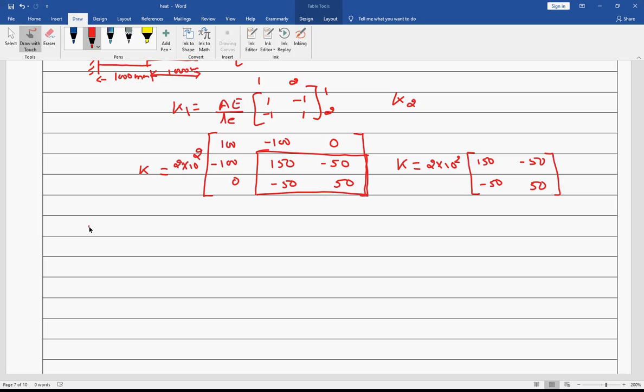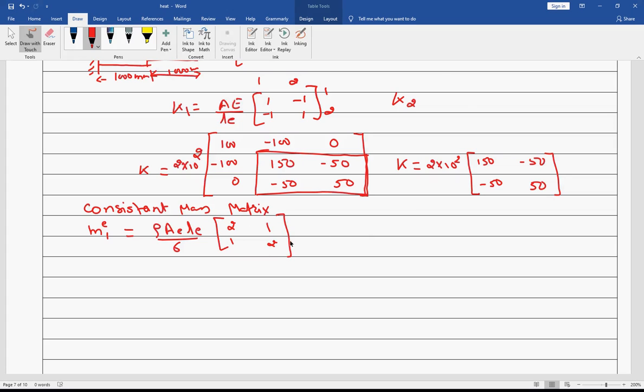Okay, now I need to go for the mass matrix. So elemental mass matrix for element 1. So already this derivation we have done. So that is rho A E by L E by 6. So I'm using a consistent mass matrix. Okay. So there is something also called as lump mass matrix that we will see later on. And this will be 2, 1, 1, 2.